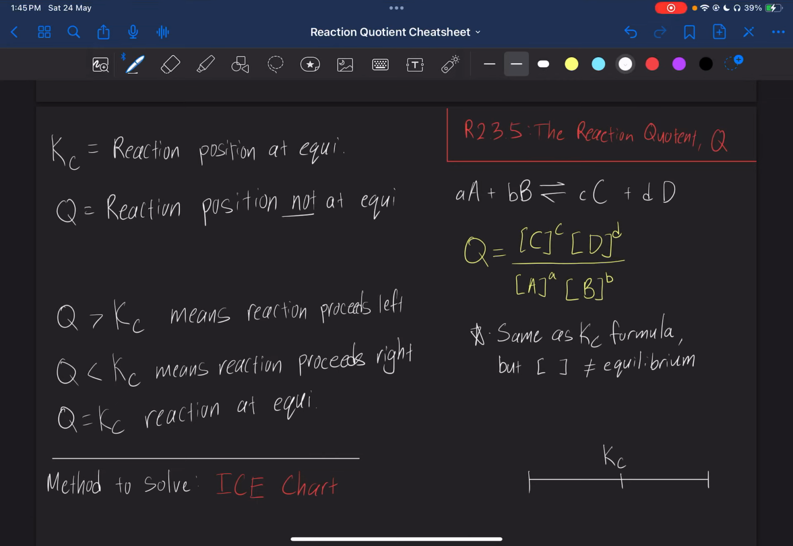Hello, my name is Bryan Mathews, and today I will be teaching the topic R2.3.5, the reaction quotient, that is a part of the chemistry HL syllabus.